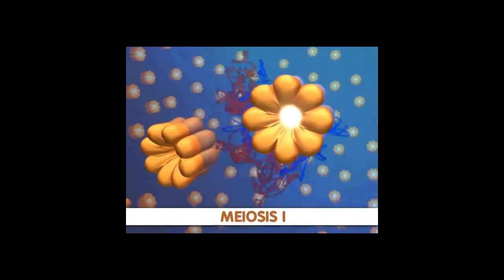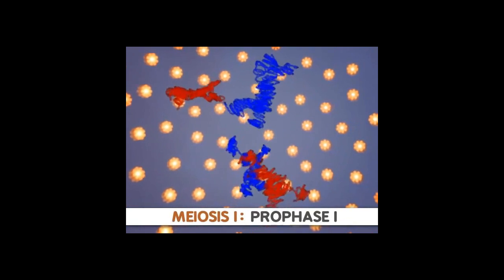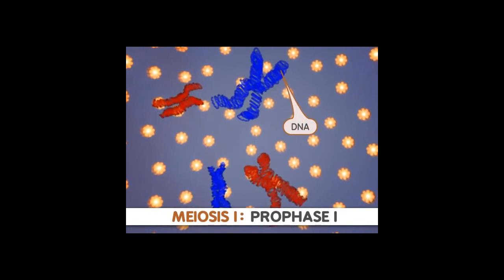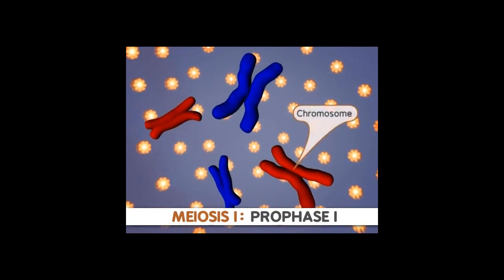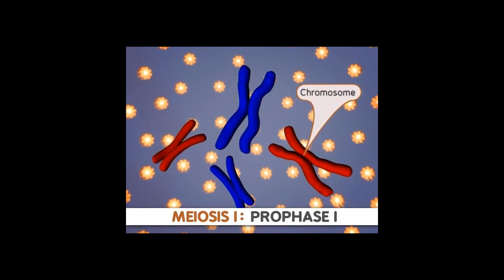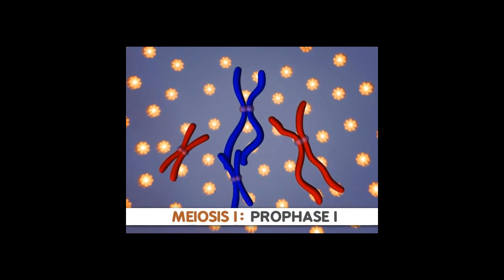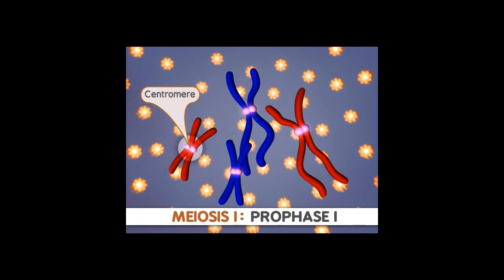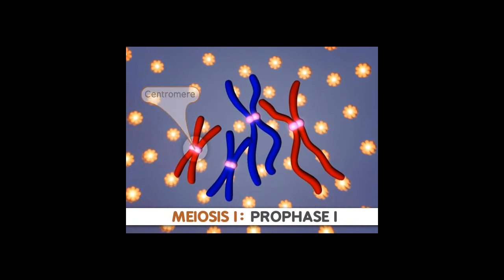Meiosis begins with Prophase I. In this stage, the DNA condenses to form chromosomes. Here we see the duplicated sister chromatids joined together at the centromere. They stay fused at the centromere throughout meiosis I.